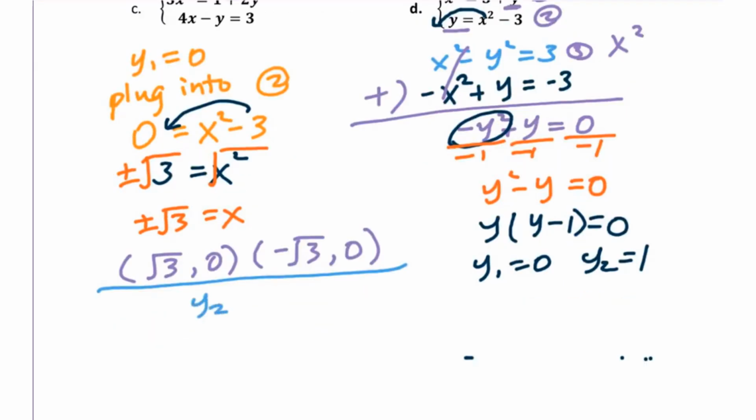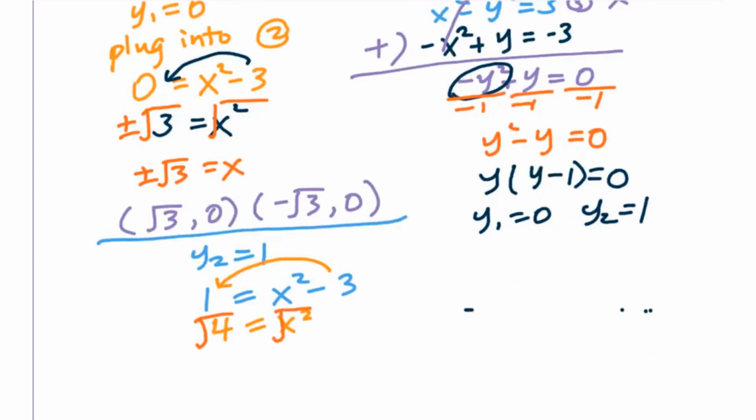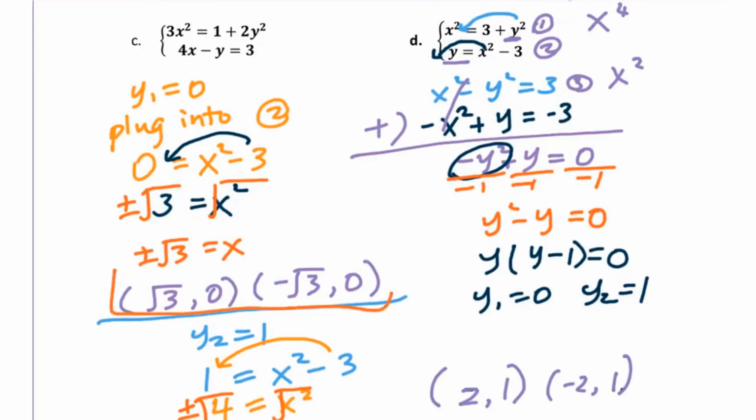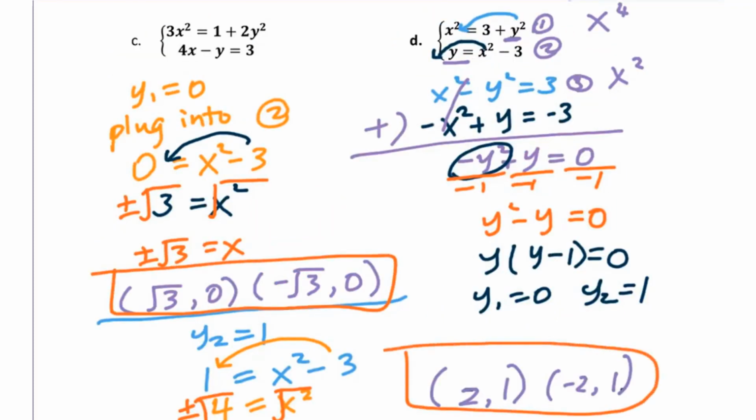Now we plug in y2 equals 1. You will get 1 equals x squared minus 3. Still, this is a power pattern. Add 3 to both sides, you get 4 equals x squared. We do square root of both sides. You will get x equals plus or minus 2. Therefore, we have another two solutions. That is (2, 1) and (negative 2, 1). So we have four solutions to this system of equations.